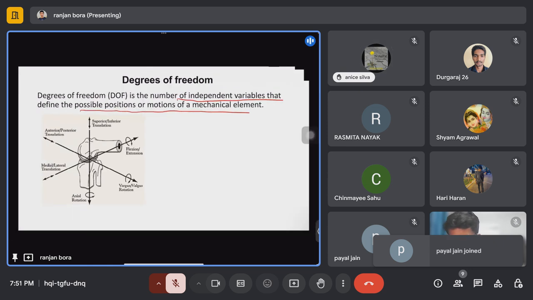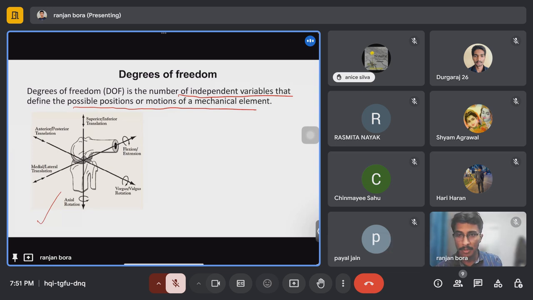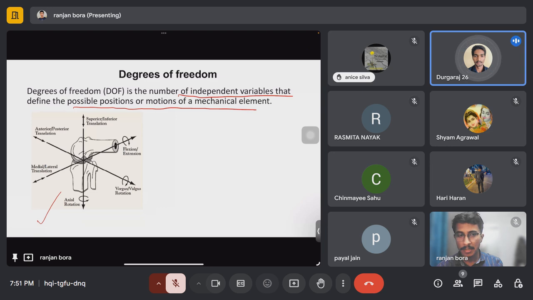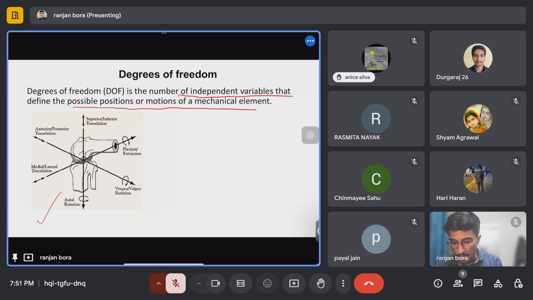Can you see this joint? Which joint is this? Yes, it is a knee joint. You can see all these axes: superior, inferior, then flexion, extension, varus, valgus, rotation. So the knee joint has all the movements possible. This is translational, and there is also rotational along the same axis.